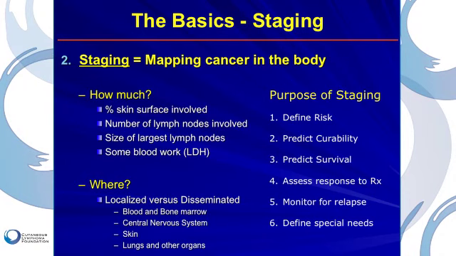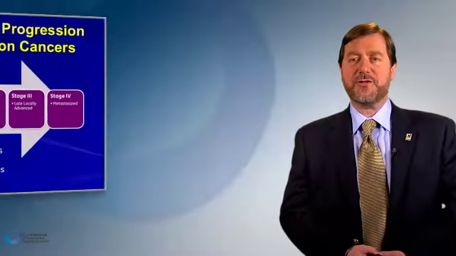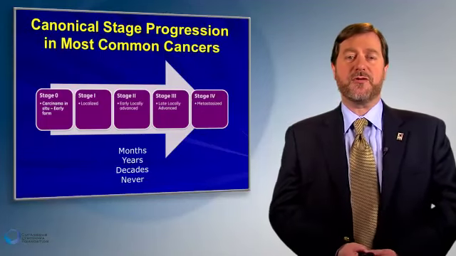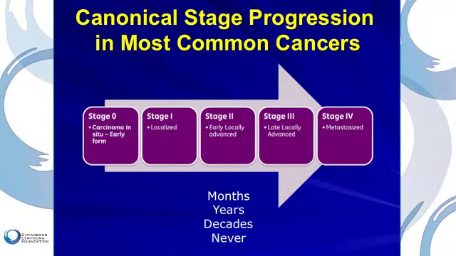Finally, finding out about specific locations like the brain and the CNS may be important to plan therapy in a slightly different way. This slide shows what we call the canonical stage progression in most common cancers, which goes from stage 0, extremely localized, minimal in situ disease, to stage 1, 2, 3, and 4.